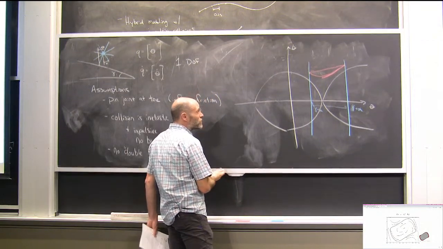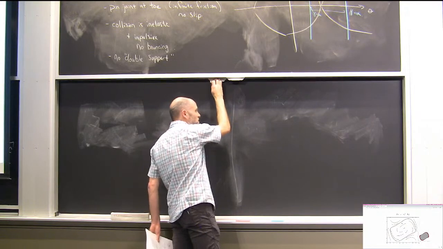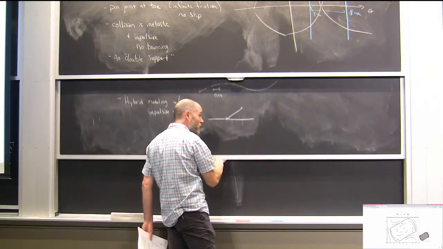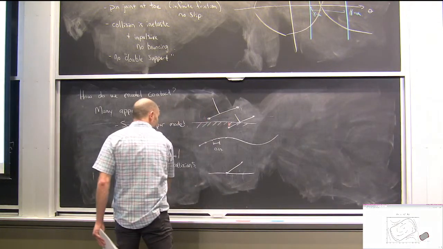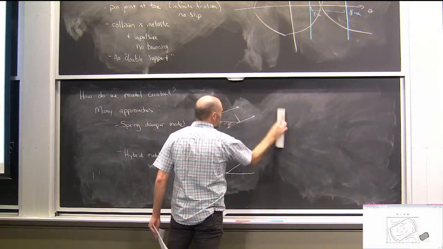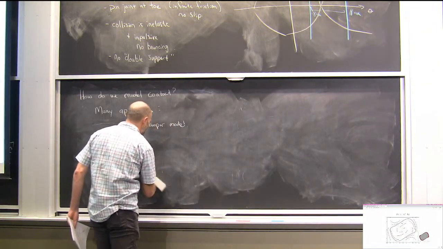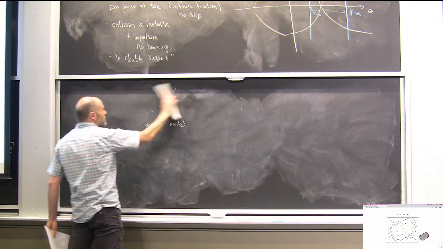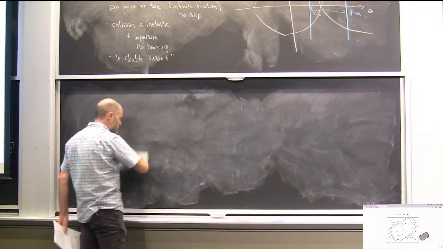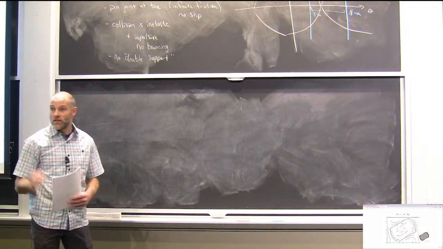I actually want to do that, not the algebra of the derivation, but I just want to make sure you see how you would do a derivation like that. How would you convert the assumption about an inelastic collision into an update, which says what happens to theta dot when my foot hits the ground? Yes, please.